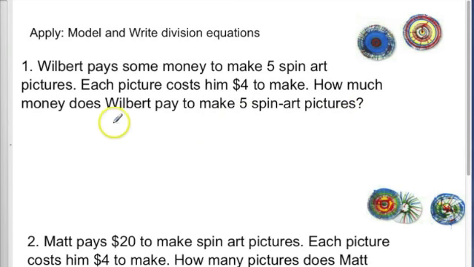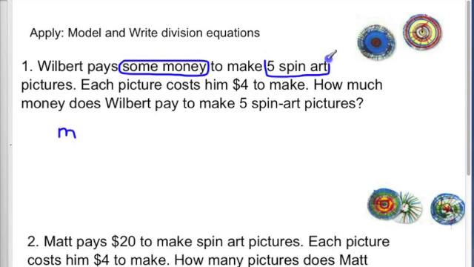So we're going to identify what this word problem is asking us to do. How much money does Wilbert pay to make 5 spin art pictures? Wilbert pays some money. So I'm going to stop here. I'm going to identify my variable because I don't know how much money he pays. I just know he pays some money. So I'm going to use M to represent my variable for the unknown. He pays some money to make 5 spin art pictures. Each picture cost him $4 to make.